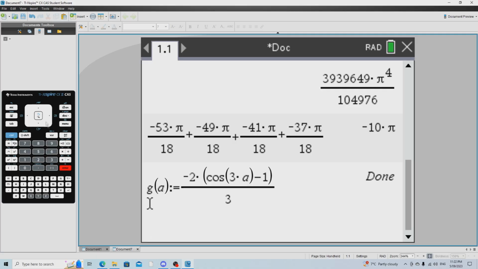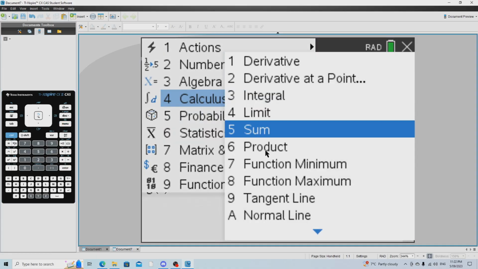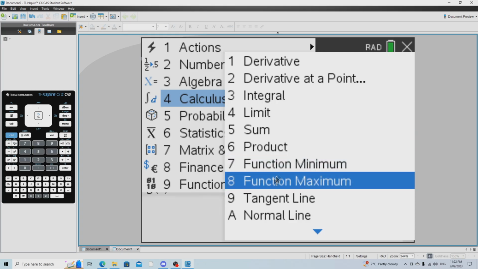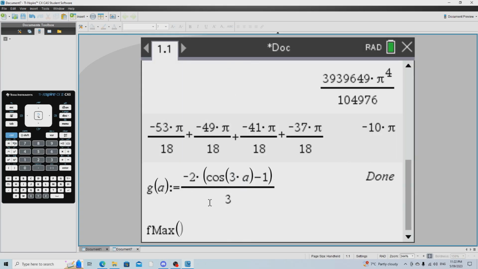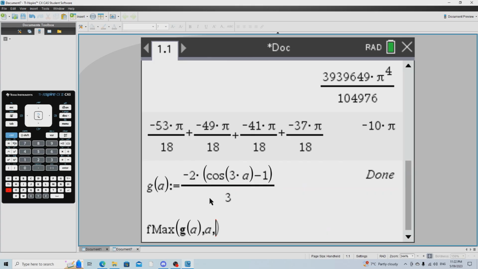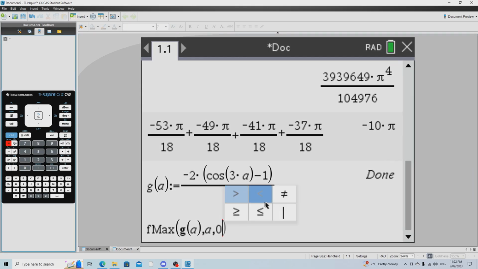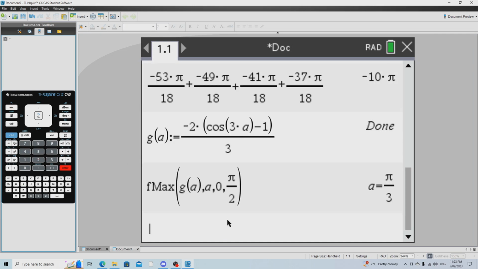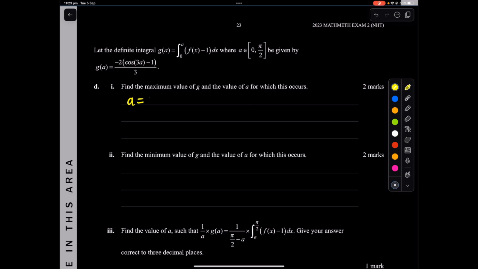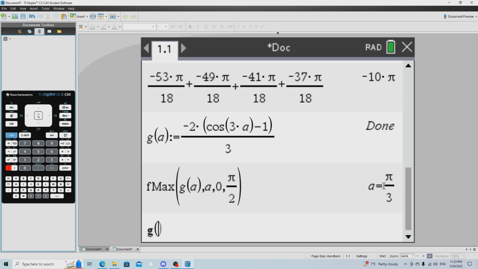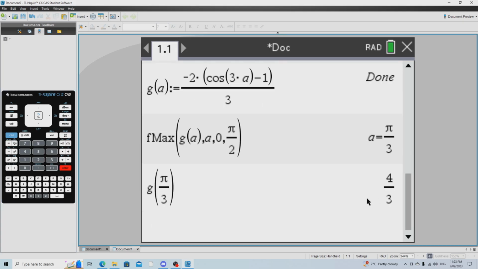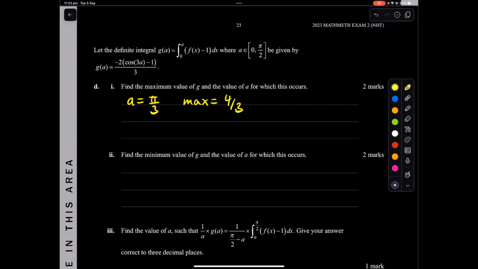So 2 marks. Okay, what I'm going to do is go on menu, calculus, maximum first, because we want to find the maximum value of g of a, where a can be from only 0 to pi on 2. Enter. So our a value for the maximum is pi on 3. So our max value is, if I sub that into g, 4 over 3. Yeah, that should give us that.